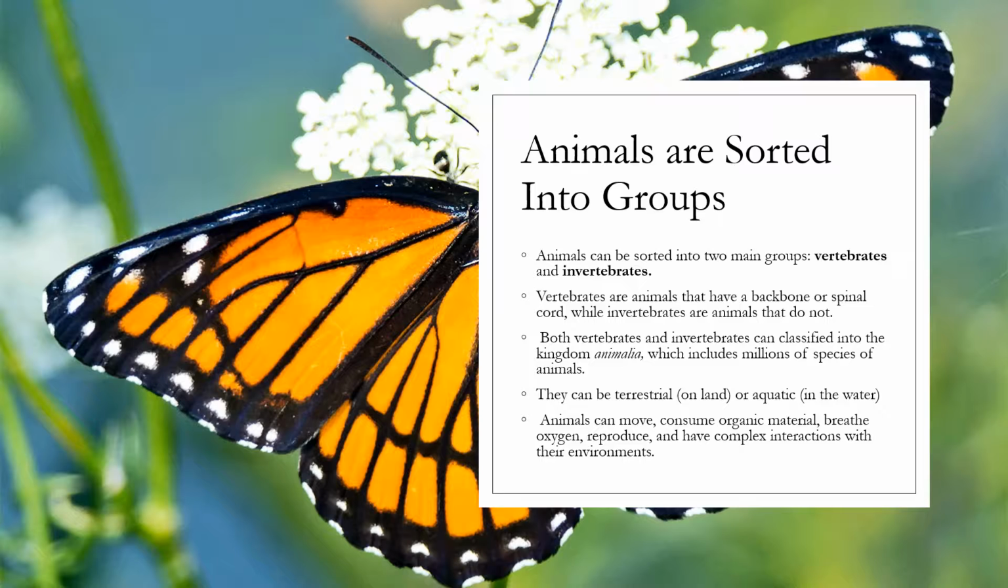Vertebrates and invertebrates can live on land, or terrestrial, or they can be aquatic, which means they live in the water. Animals can move, consume organic material or food. They can breathe, reproduce, which means have babies, and have interactions with their environments.